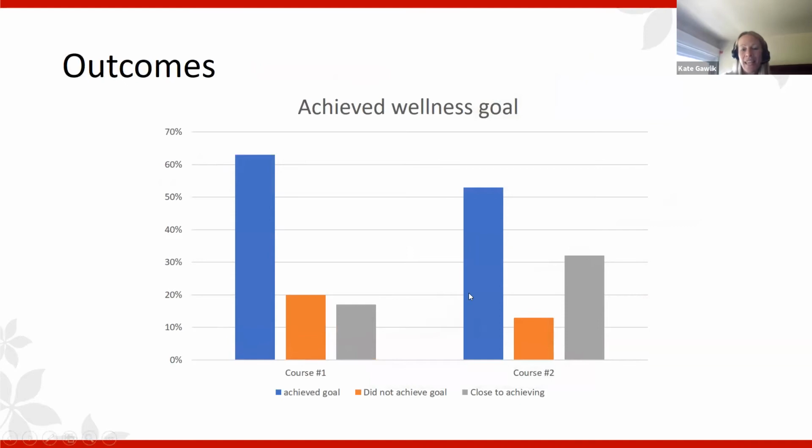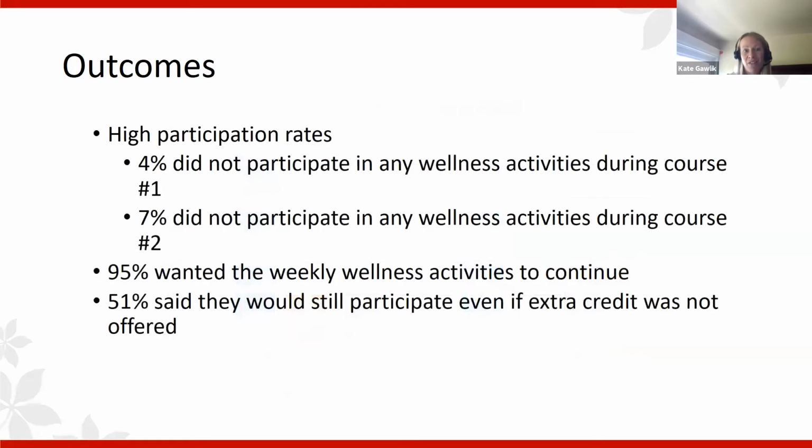And so when we looked at the outcomes of this in two different courses, you can see the blue is who achieved their wellness goal, the orange is who did not achieve it, and the gray is who were close to achieving it. So you can see the majority of them really did complete their wellness goal for the semester, which is really great when we look at something that's an optional extra credit activity for them.